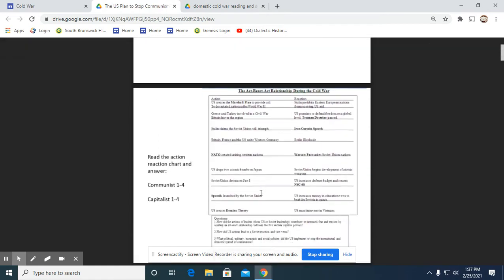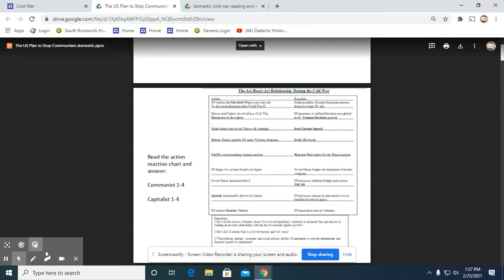Just kind of a recap, keep in mind you want to make sure you have an understanding of this chart, not only just the definition of the items in bold, but also how one leads to a reaction. So for example, the Warsaw Pact, yes, you have to know what it is, but you also have to know that it is a reaction to NATO. So keep that in mind.